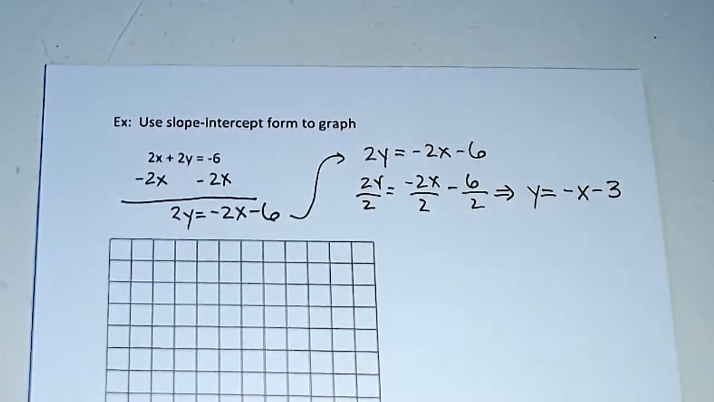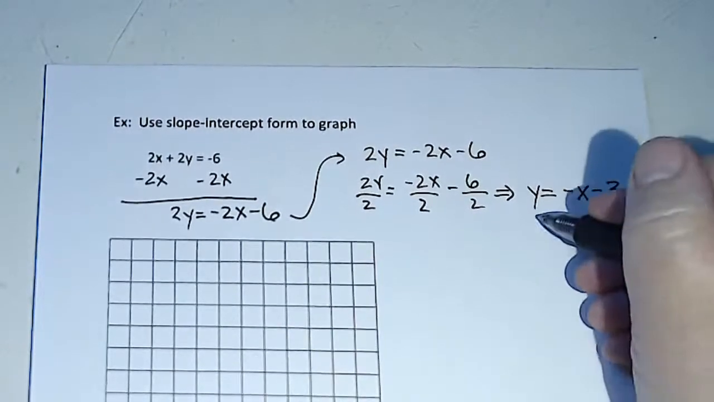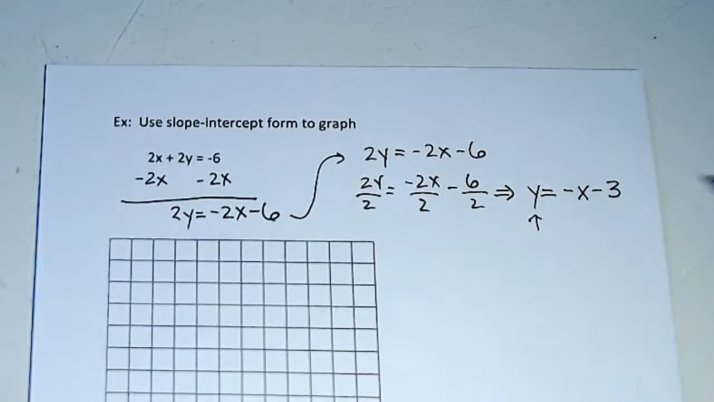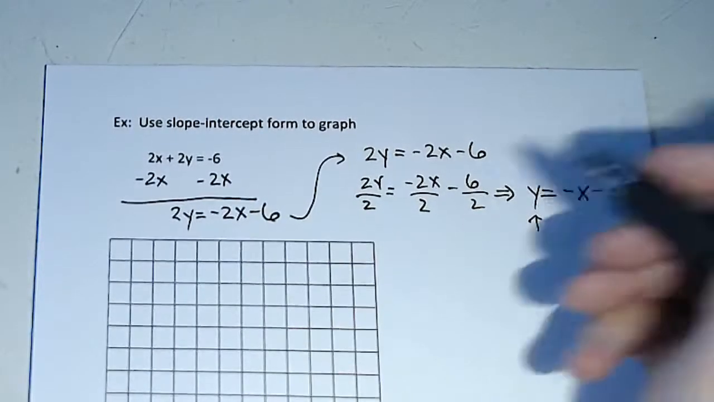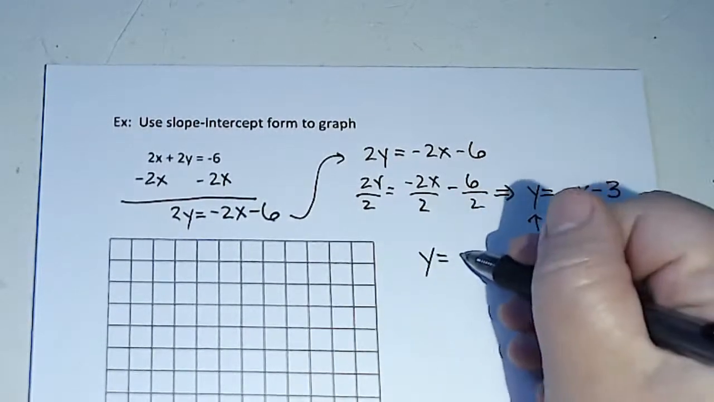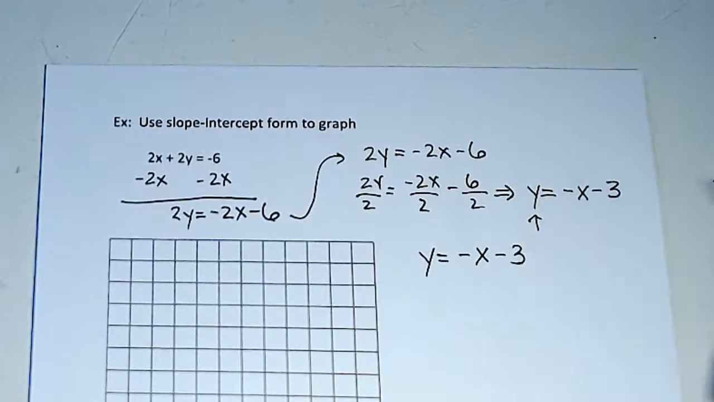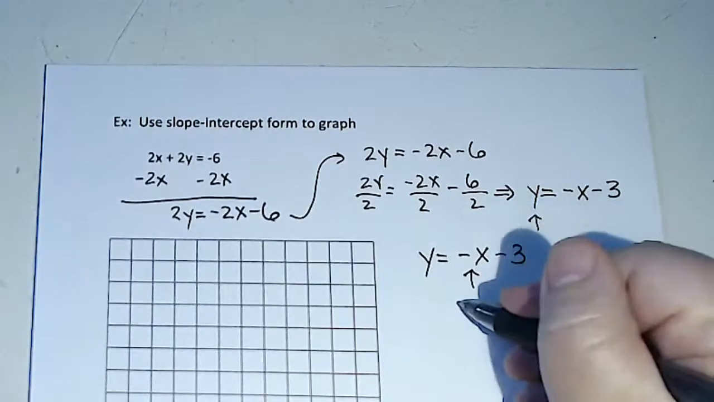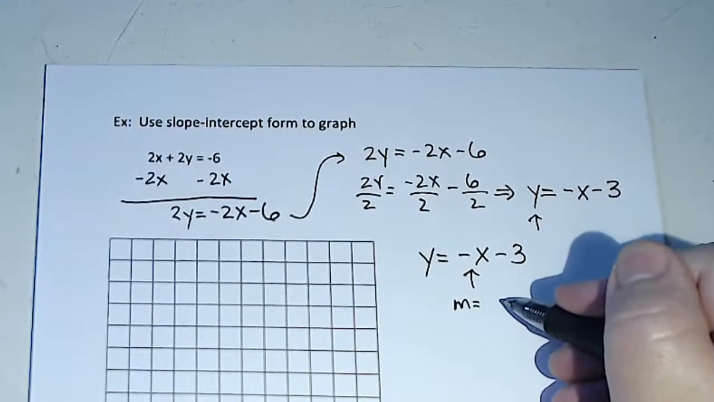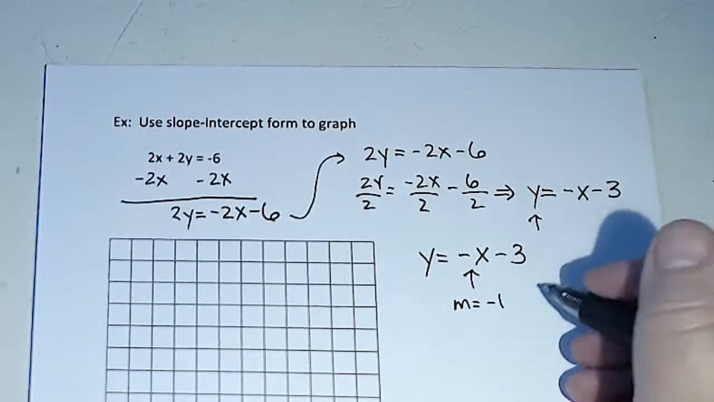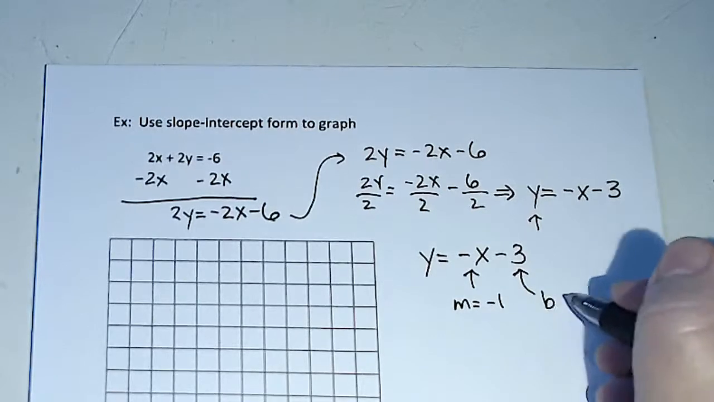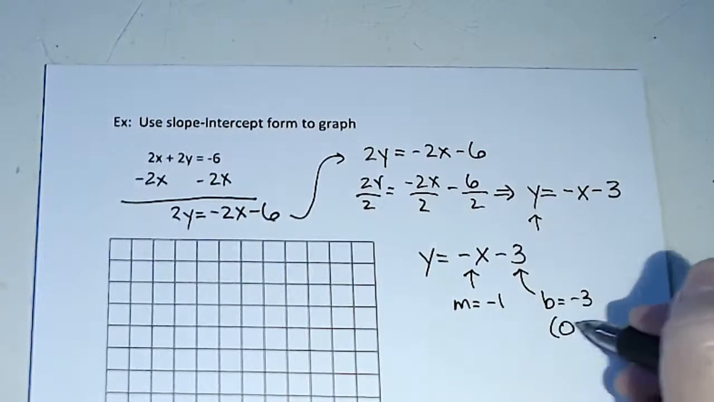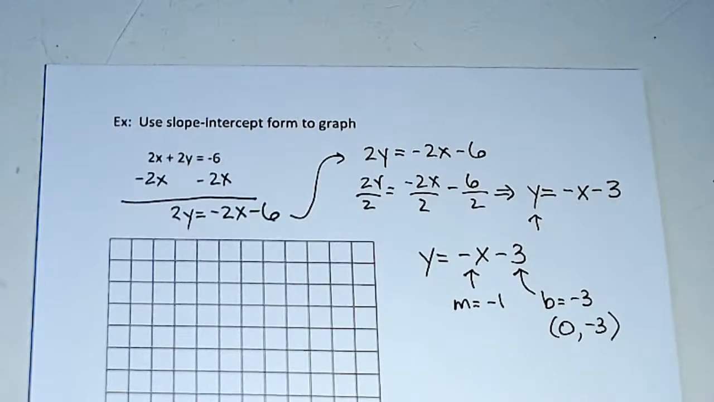Now, could you have done this a different way? Absolutely. There are a couple different ways I can think of to solve for y. But ultimately, what you want to do is get y all by itself, isolated, and then you've got slope-intercept form. So if y equals the opposite of x minus 3, then I know that the slope is, you got it, negative 1. And b is negative 3, which means you've got a point 0, negative 3.